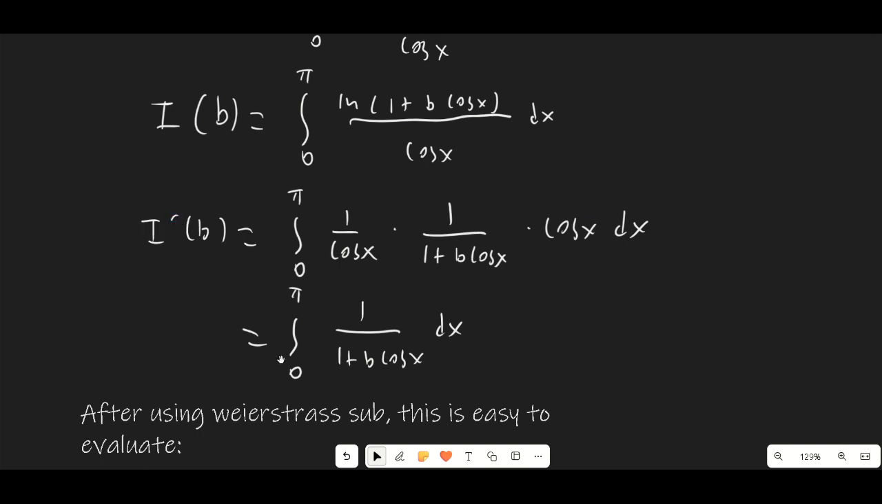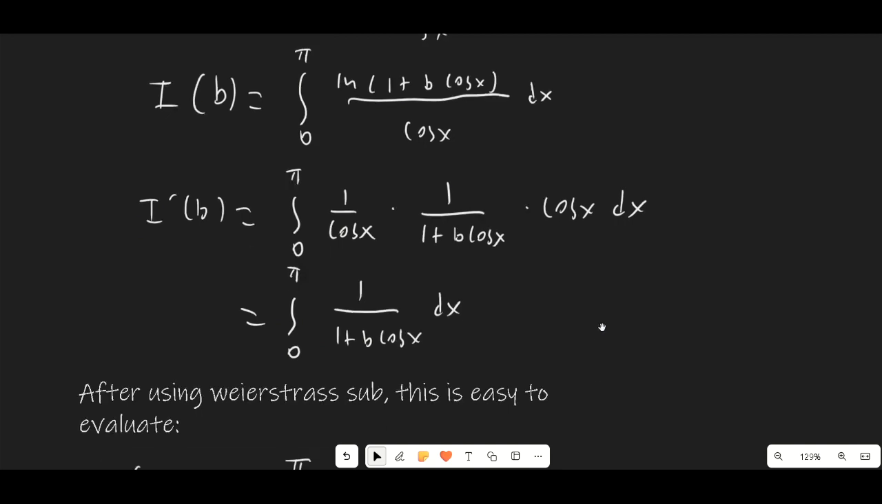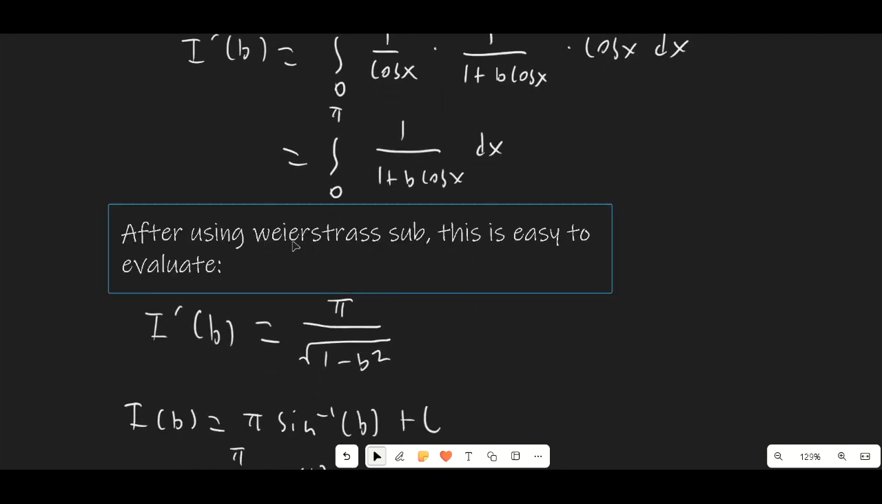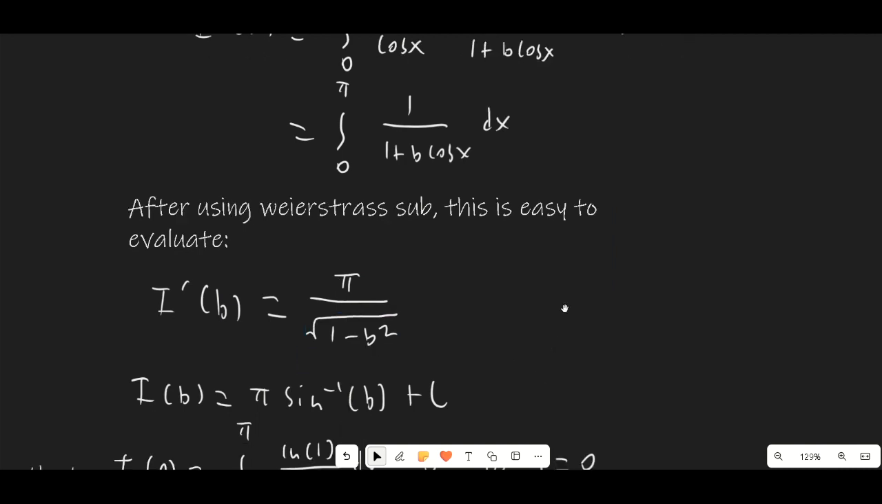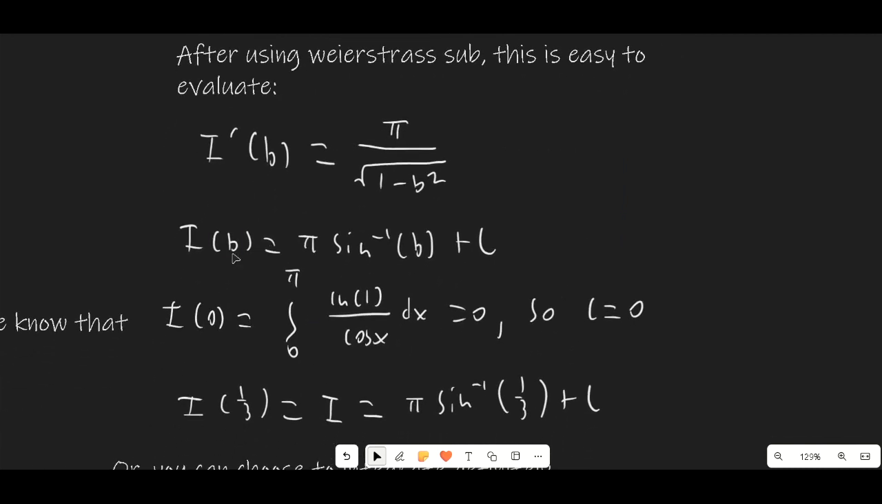So we get the integral from 0 to pi of 1 over 1 plus b cosine x. And then after using the Weierstrass substitution, this is easy to evaluate, so I'm not going to go through all that, but you end up getting that I prime of b equals pi over square root of 1 minus b squared. And so we can see that I of b is just going to be pi times sine inverse of b plus some constant c.